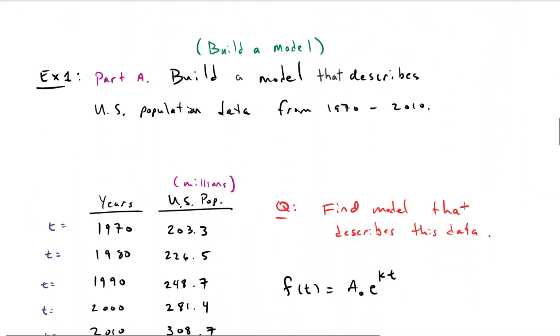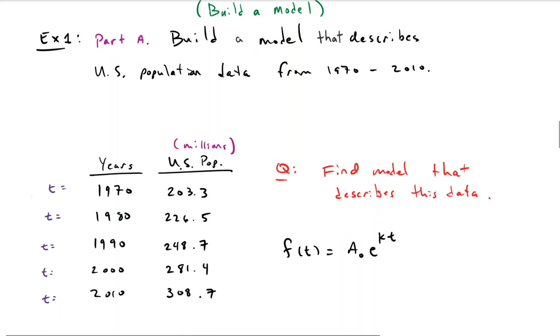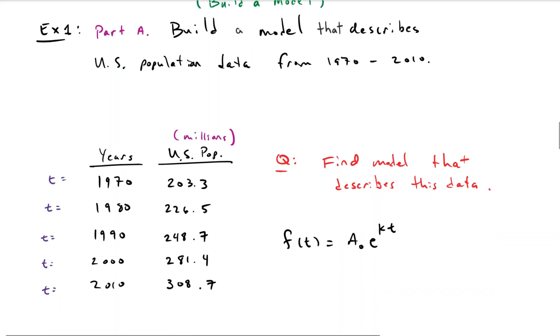Let's try a problem. So this problem deals with the first type, which is build a model. It says build a model that describes U.S. population data from 1970 to 2010.